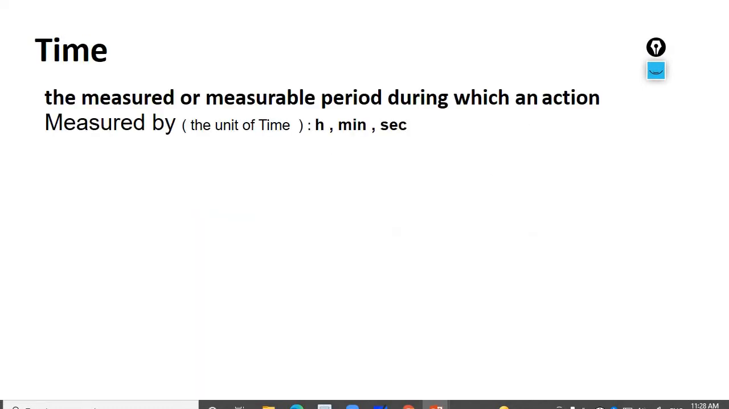What about the time? Time is the period for doing something. When you spend some time with your family, or when you spend some time with your teacher in the class, you spend a period of time. That is the time. You can measure the time by units of hours, minutes, seconds, days, months, like that. All of that are time units.